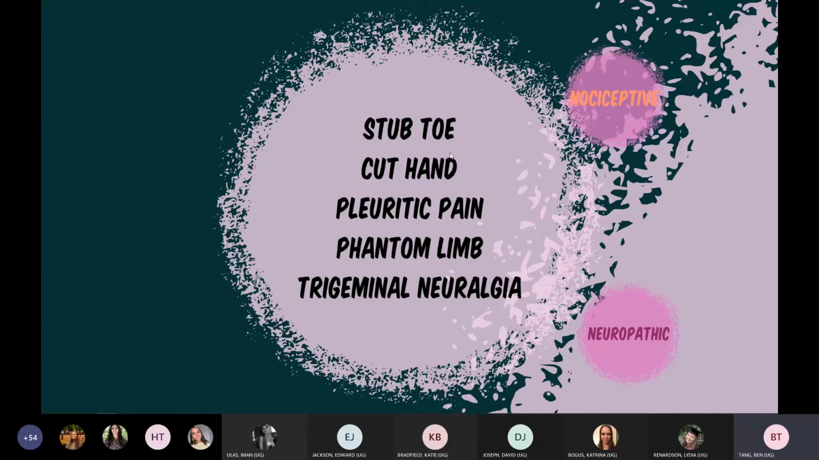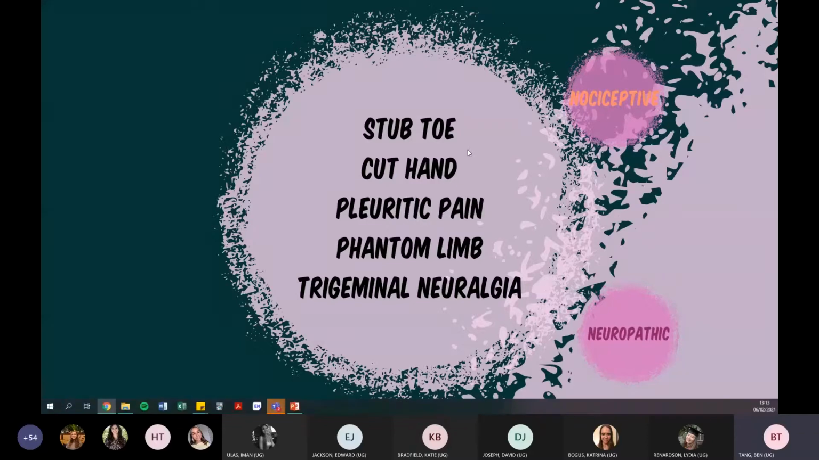Can anyone give me an answer as to what type of pain stubbing your toe is? Which I'm sure everyone's done at some point in their life. Is it nociceptive or neuropathic? Perfect. Excellent. Great. And how about cutting your hand? Is that any different? Nociceptive or neuropathic? Perfect. All right.